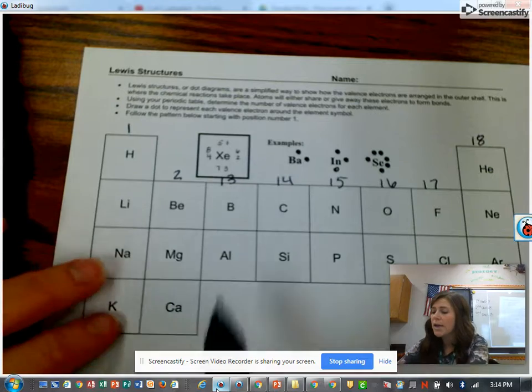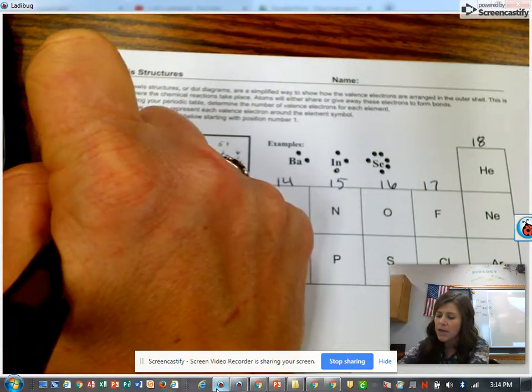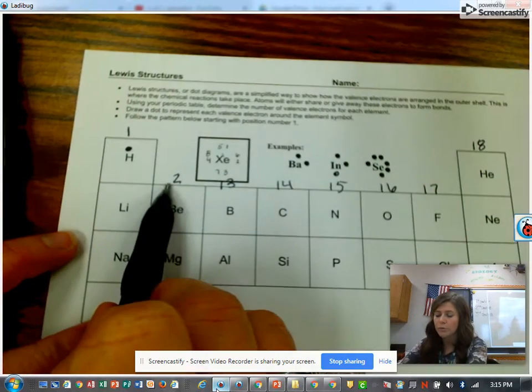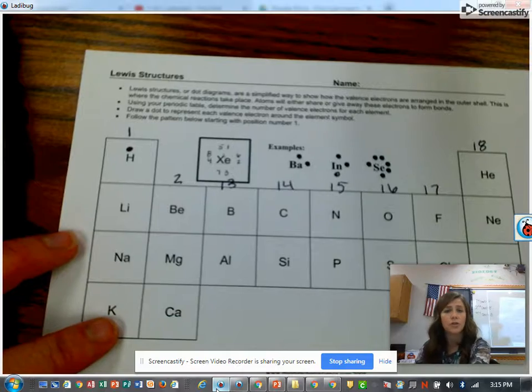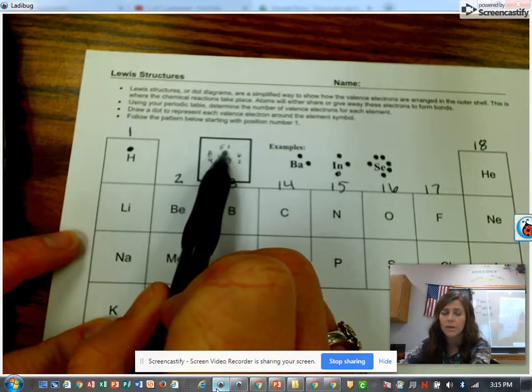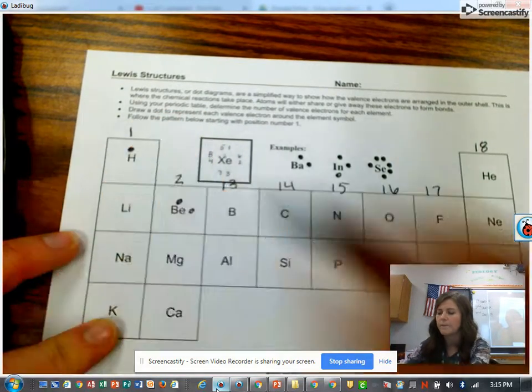So hydrogen has one. According to our chart, the first electron starts at the top, and so I'm going to draw it there at the top. Beryllium is in group 2, so it's going to have 2 valence electrons. So we start using this pattern, goes on top and then goes to the right. So we put a dot here and we put a dot here.